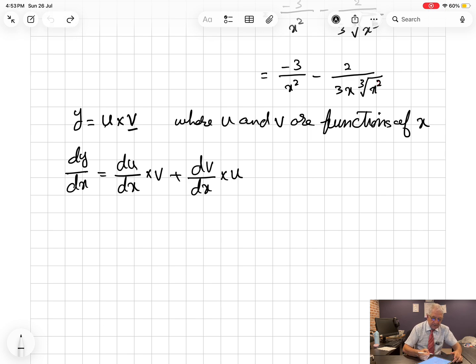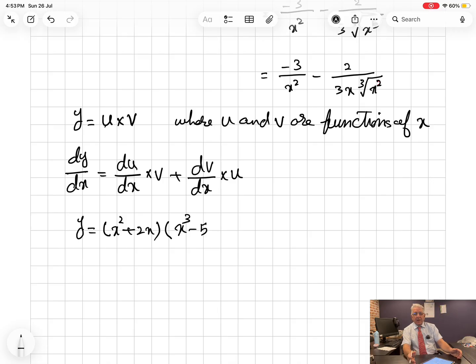Now, let us give an example. Suppose you have y equal to x squared plus 2x, and then times x to the power of 3 minus 5. Now, you may tell me you can just multiply this and differentiate. Yeah, you can do that. But if there are some of the function which you are not able to multiply them, we can see later on, then you have a problem. So let us practice this, and then we can see what will happen later.